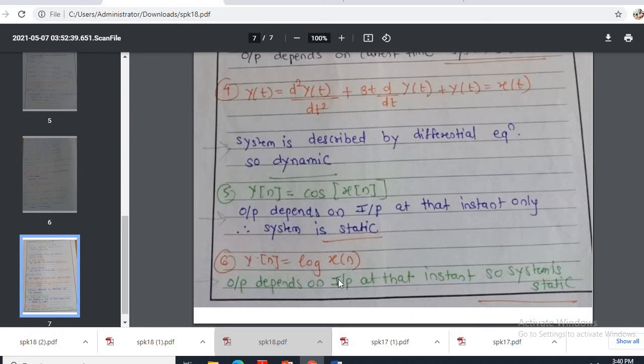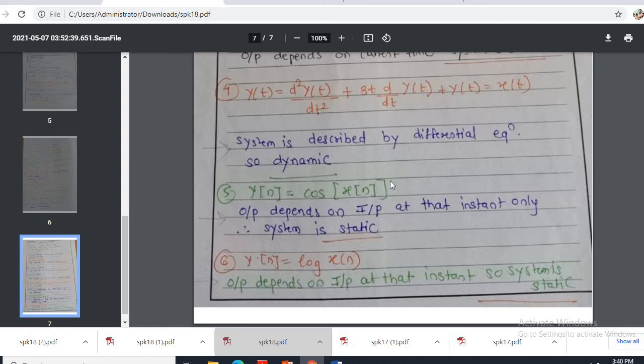Then y of n is equal to log of x of n. So here output depends on input at that instant. So the system is said to be static. Only the x of n term is involved. Here also only the x of n term is involved. So it is instantaneous, and that's why it is said to be a static system.